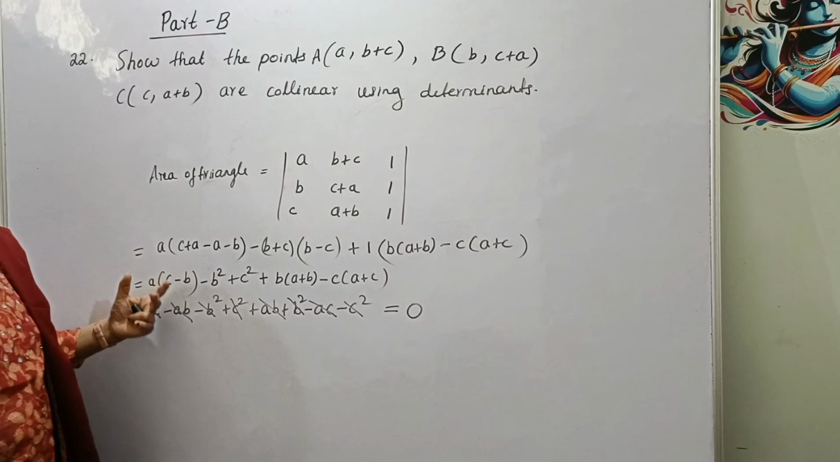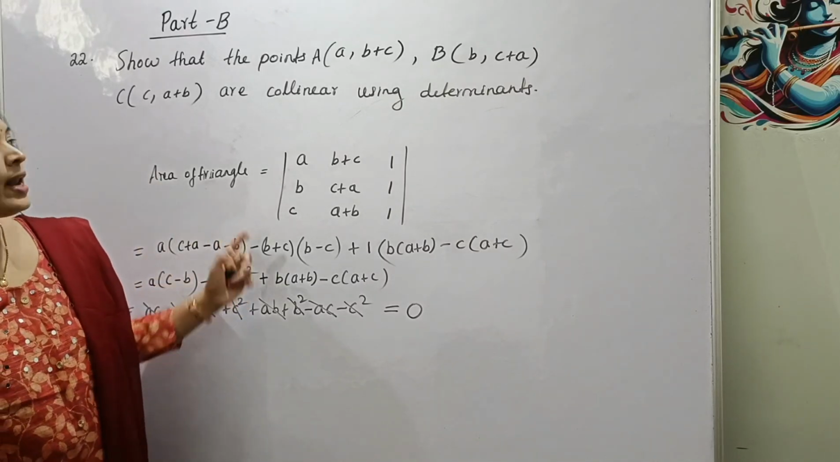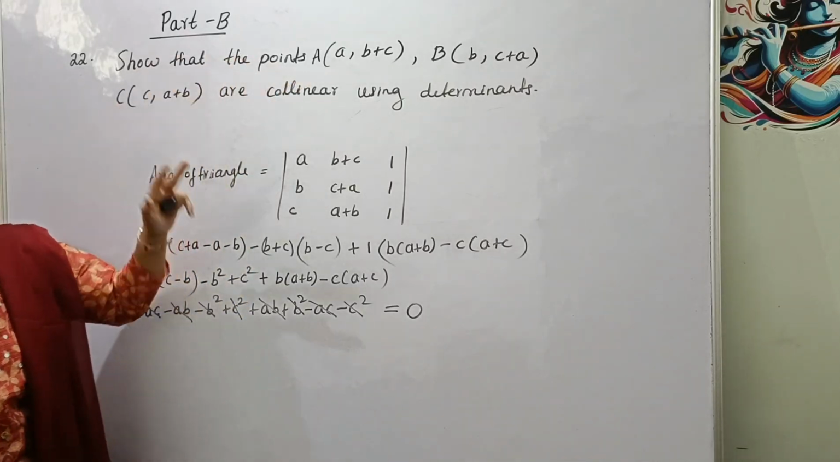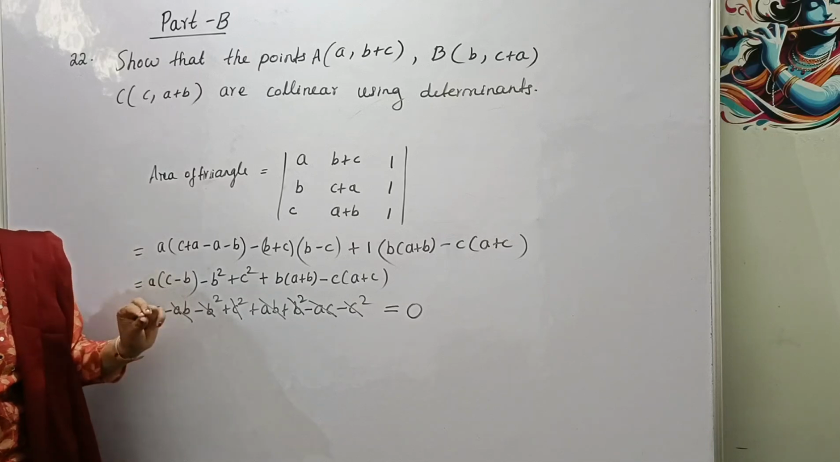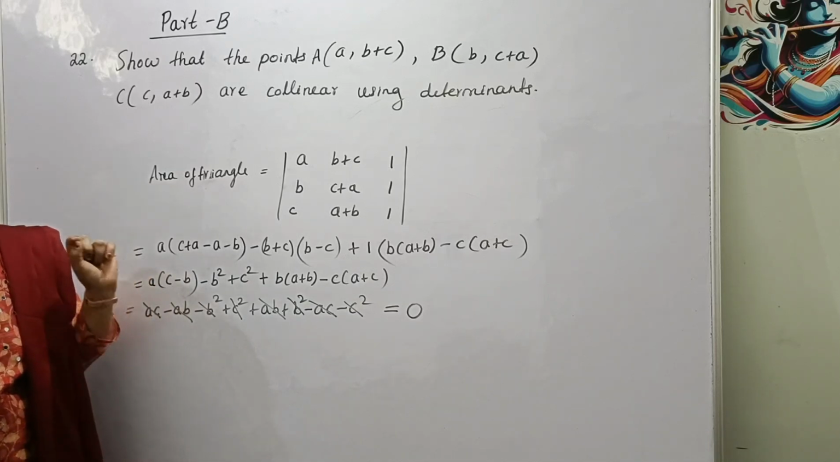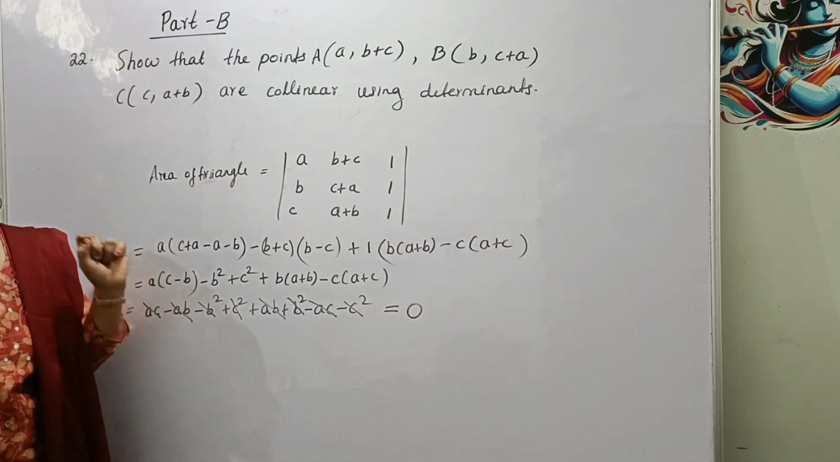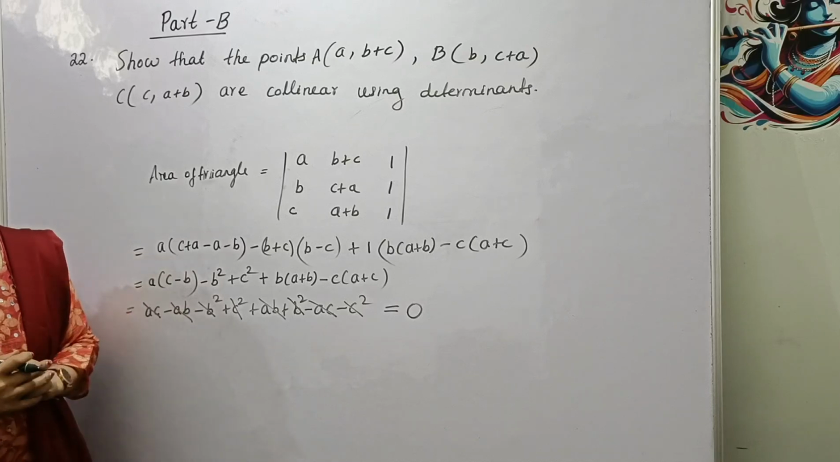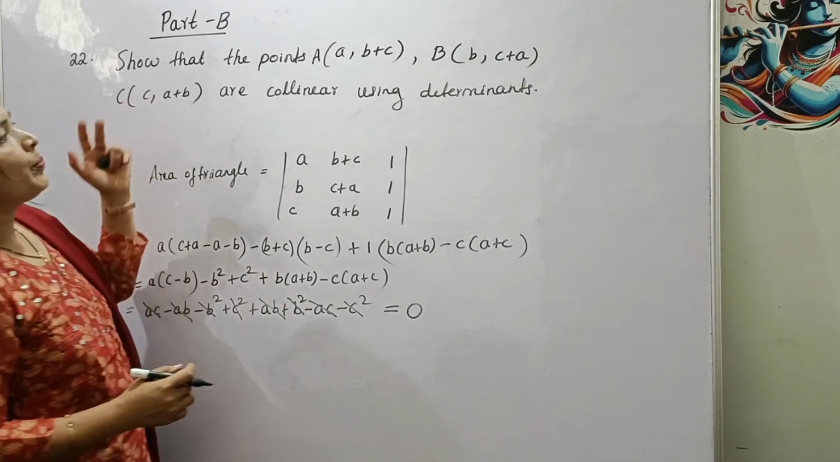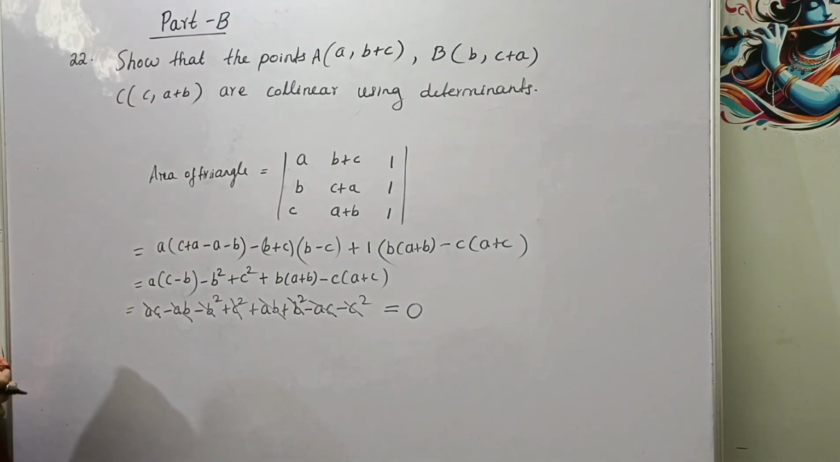Okay, so here we have got area of the triangle of given 3 points is 0. That means there is no triangle. That means these 3 points are lying in the same line. Okay, so given points are collinear points.